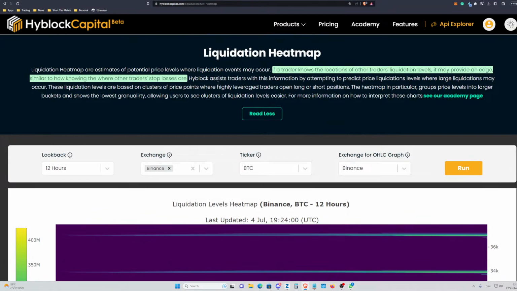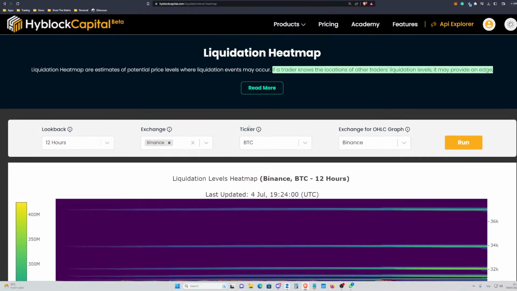Let's continue reading. Hyblock assists traders with this information by attempting to predict price liquidation levels where large liquidations may occur. These liquidation levels are based on clusters of price points where highly leveraged traders open long or short positions. The heatmap in particular groups price levels into larger buckets and shows the lowest granularity, allowing users to see clusters of liquidation levels easier. For more information on how to interpret these charts, we can check their Academy page, but there's no need for that right now.